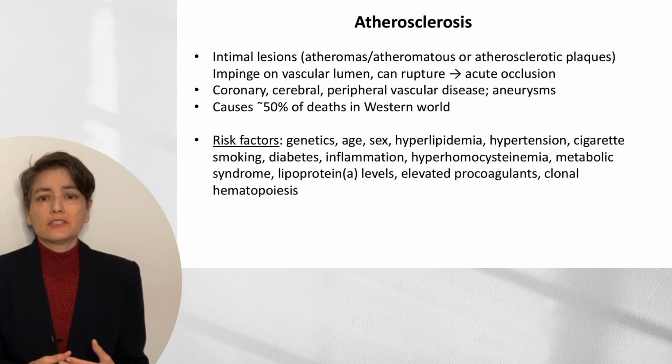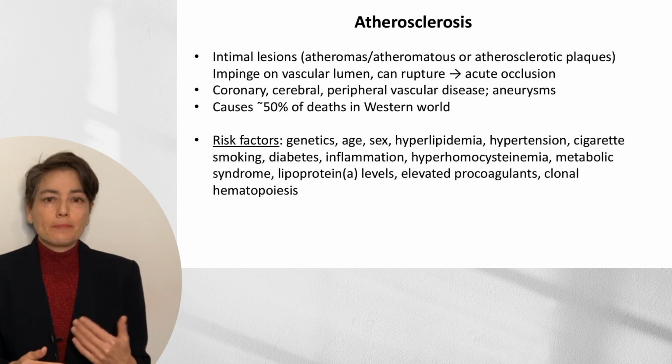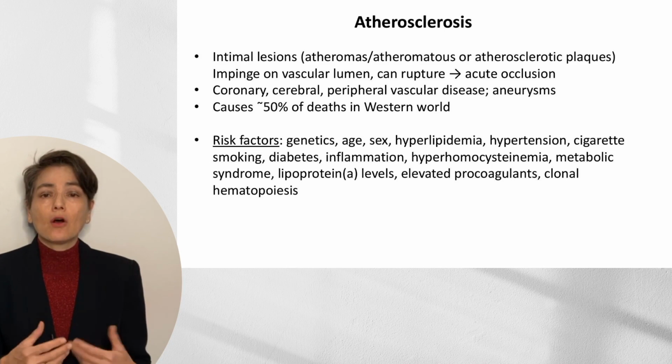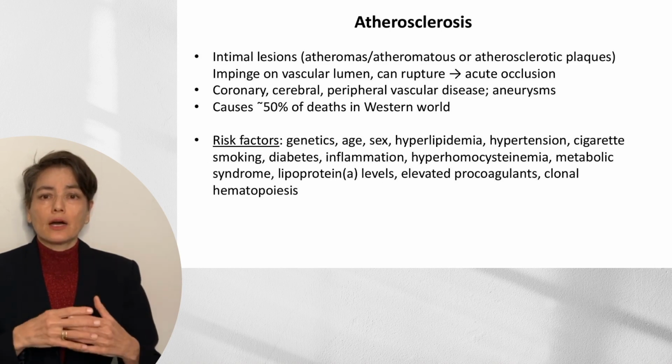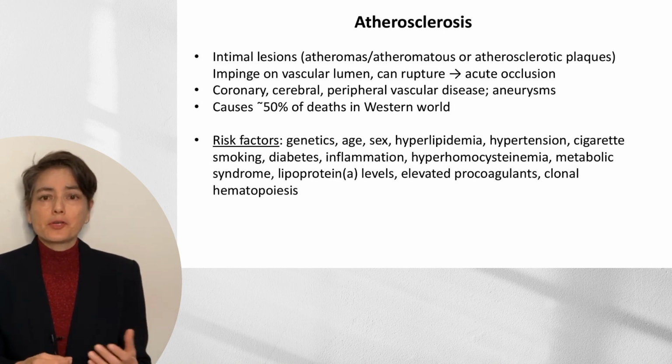So atherosclerosis is basically defined as intimal lesions, and these lesions can be called atheromas or atheromatous or atherosclerotic plaques. And these impinge on the vascular lumen. So they may form just a small bump that disrupts the laminar flow, but they can also progress to become quite sizable, and they can cause chronic occlusion through gradual growth, or with rupture or superposition of a thrombus, they might end up with acute occlusion.